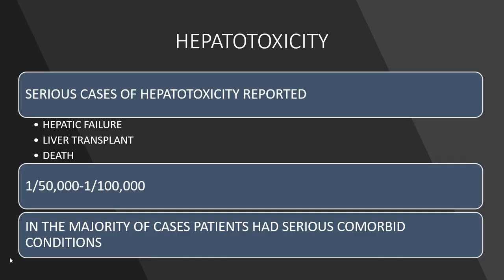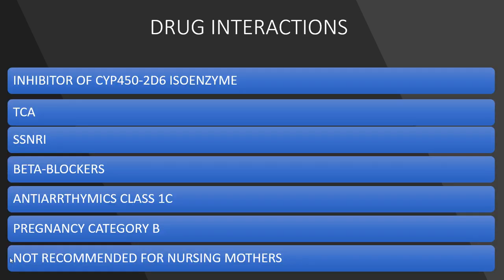Now, there have been serious cases of hepatocellular toxicity reported with the use of terbinafine, including liver failure and the need for liver transplant and death. The incidence is 1 in 50,000 at a high to 1 in 100,000 as a low. And the majority of these patients that did have serious side effects from the terbinafine also had rather significant comorbid conditions. Again, as I've mentioned, you want to be careful using terbinafine in the elderly patient.